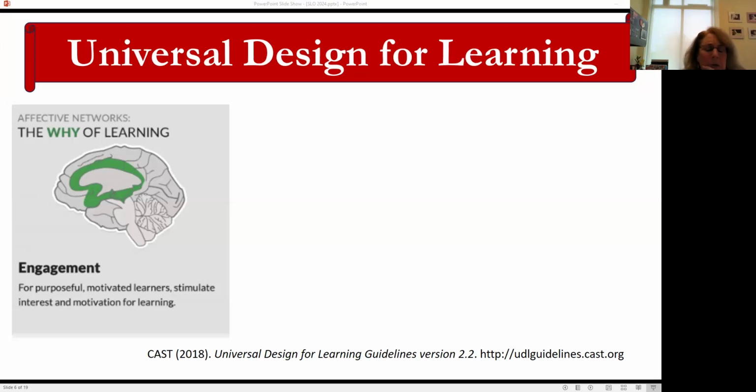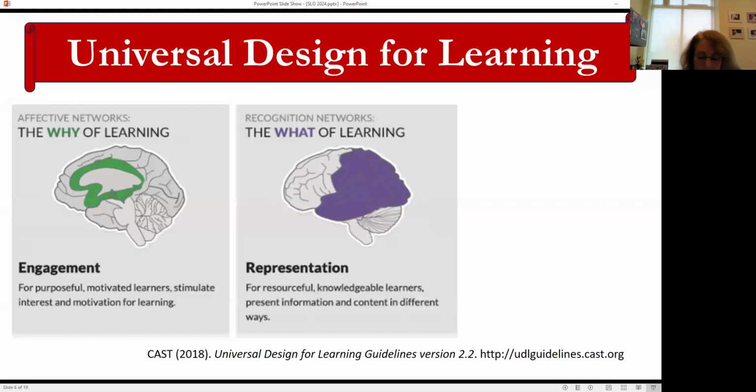So when you think about your course, if you don't really pay attention to these hooks and this engagement, the students aren't really primed and ready to accept the learning. It's just kind of forced on them. So that's why the affective networks are so critical to student learning.